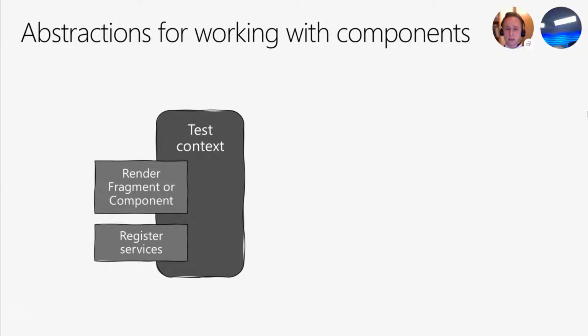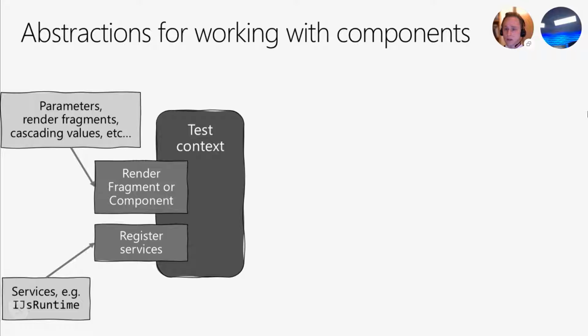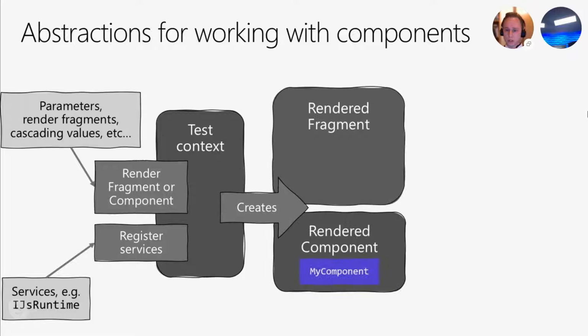So the first abstraction is the test context. It allows us to register any service we want to pass to the component under test, and it allows us to render a component or a fragment. So if we want to render a component, we first register any service it might need, for example, the JS runtime, and then we ask the test context to render it with any parameters we want to pass to it. The result of this is a rendered component or a rendered fragment.